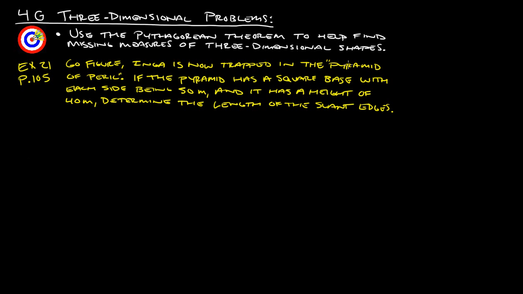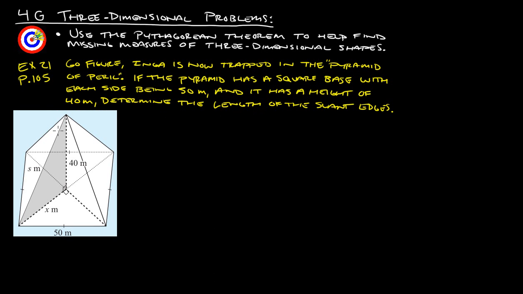Okay, go figure. Inga is now trapped in the pyramid of peril. The pyramid has a square base with each side being 50 meters and has a height of 40 meters. Determine the length of the slant edges. So here is a picture of the pyramid of peril.